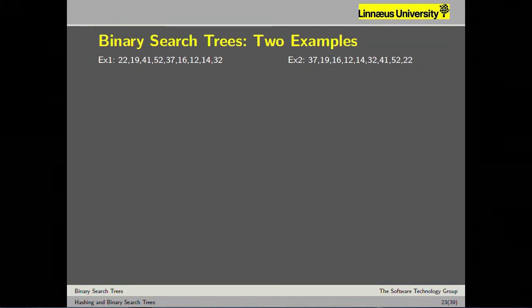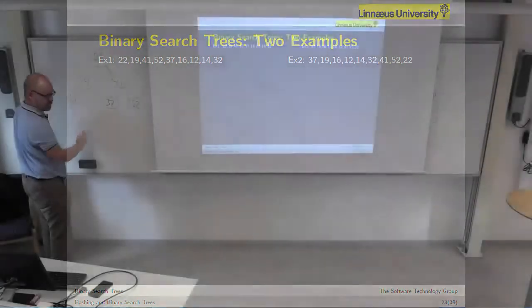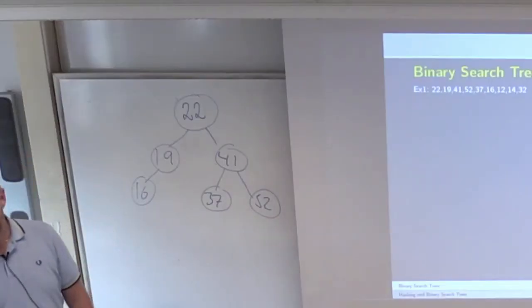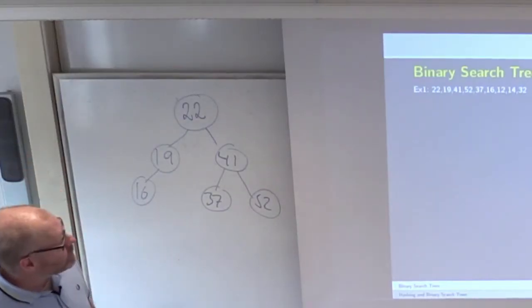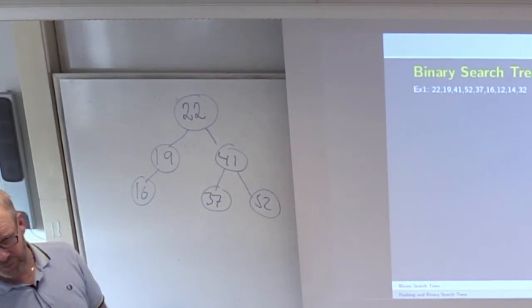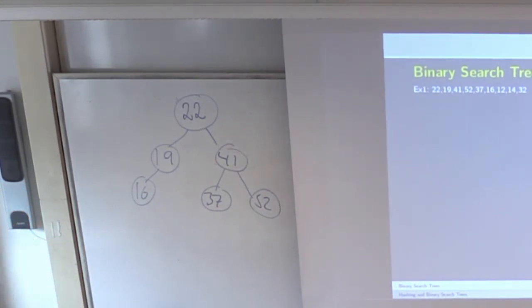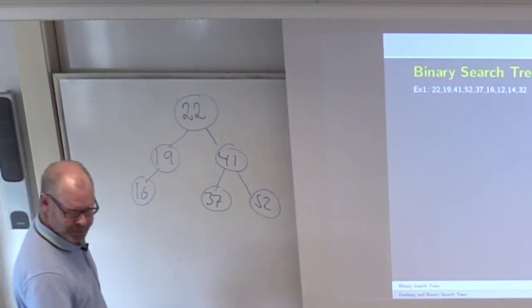Left, right. Start over here. Larger, yes. Smaller, yes. 16. Smaller, smaller. It's not that difficult. Okay, empty. Where should we add 12? Left of 16. Left child of 16 is the correct way to say it.